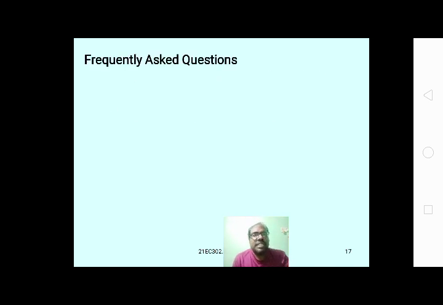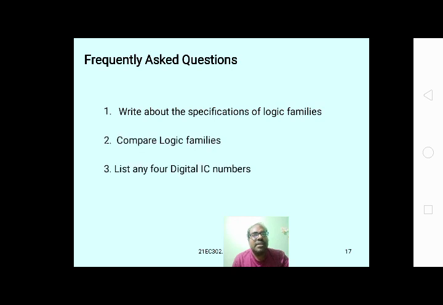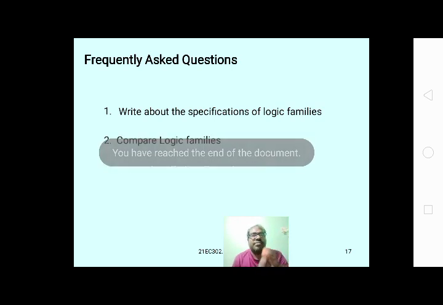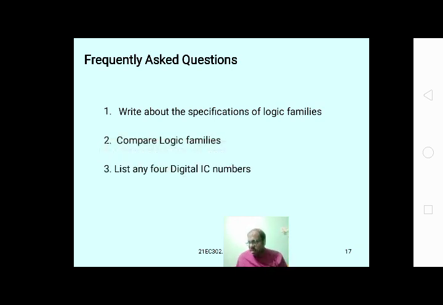Next, I share the frequently asked questions here. Please note down these questions and write them in your assignment book. Write about the specifications of logic families. Specifications are also known as characteristics. If any question regarding the characteristics comes in, you must write the answer on the specifications of logic families.